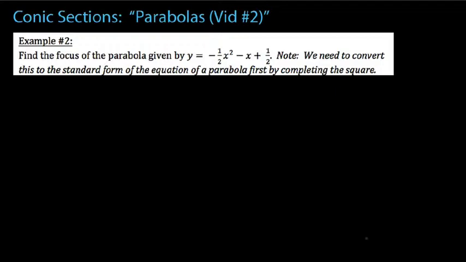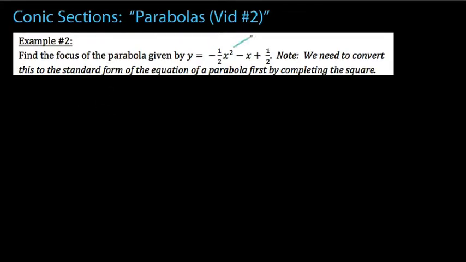It says find the focus of the parabola given by y equals negative half x squared minus x plus 1/2. And I say here, note that we need to convert this to the standard form of the equation of a parabola first by completing the square. So we're going to find the focus. Basically, let's take into account a few things here.